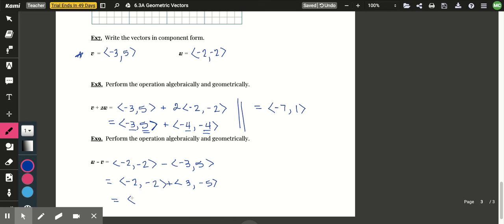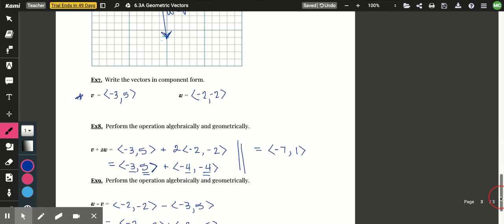And then we would just do positional addition there. So the first position of the first one plus the first position of the second one. So -2 plus 3 would be 1. And then -2 plus -5 would be -7. So my resultant vector on this one in component form would be 1, -7.